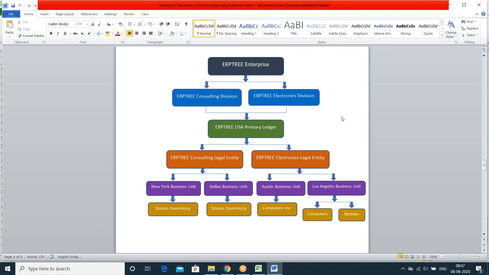If you take the simple example, the client is running the business in one country, two types of businesses and four locations with the respective legal entities and inventory organizations.